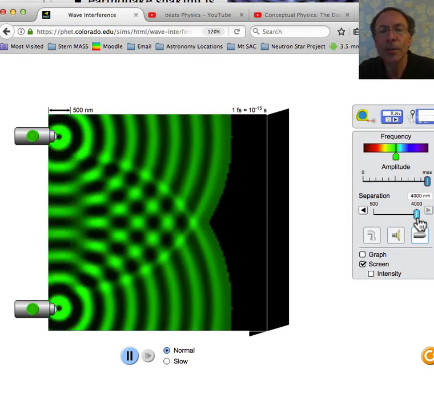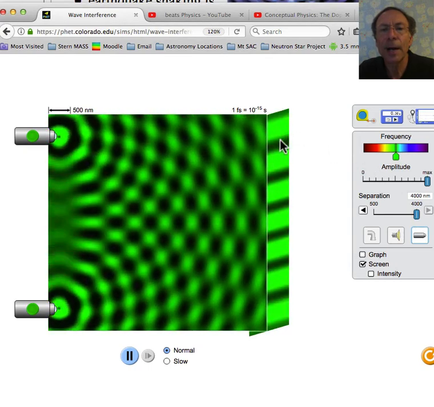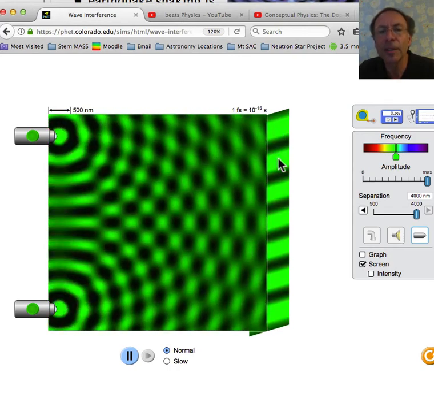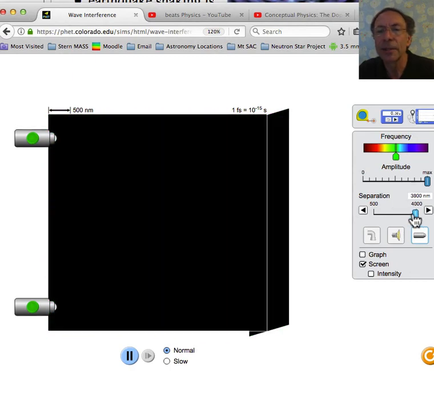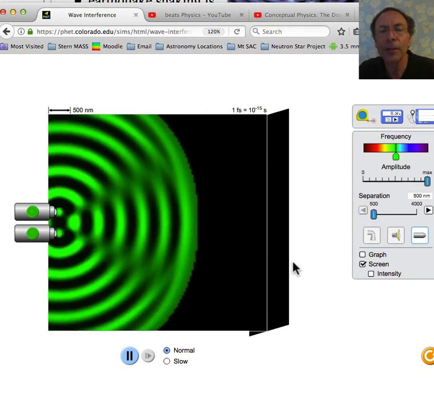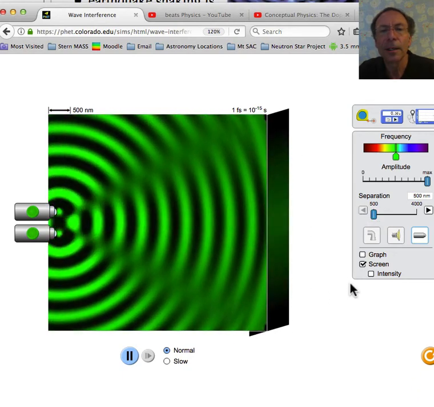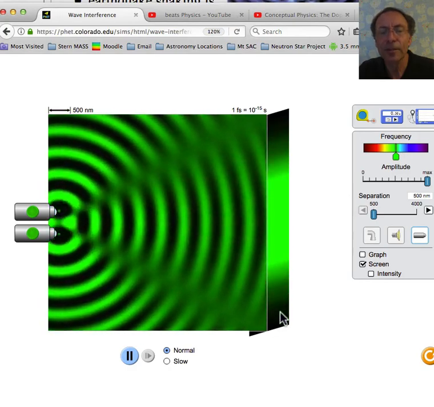Look at what happens on the screen. You see that this pattern of bright and dark, which is constructive, destructive, constructive, the pattern gets more tight. They're closer together than when the lasers are close together. So let's say I put the two lasers close together. Now let's take a look at the pattern on the screen. It's destructive here, constructive here, and destructive here.